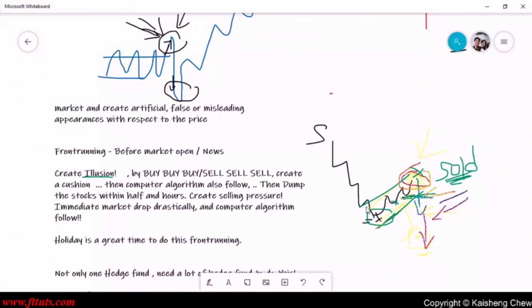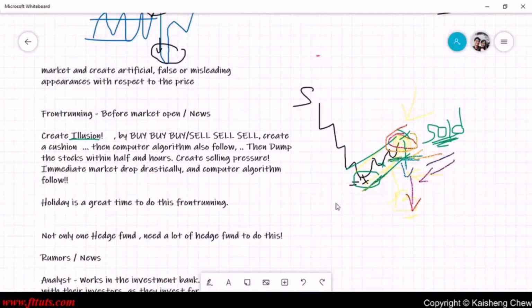Okay, so sometimes this can happen during front running, because they already know the news. At the institute bank, they know the news ahead of time, so they know the news is going to be bad or good. So again, they use this kind of tactic to short the market.